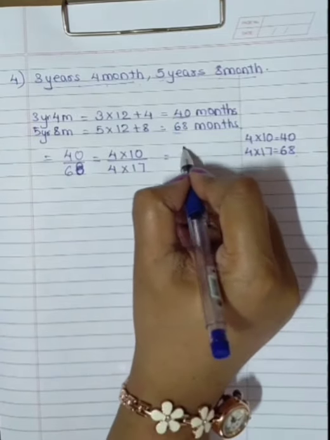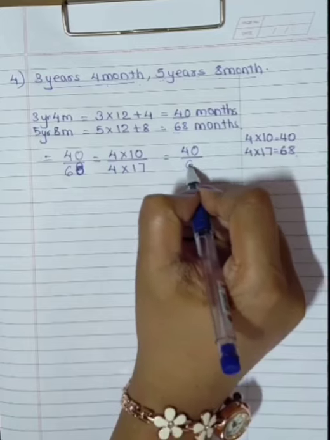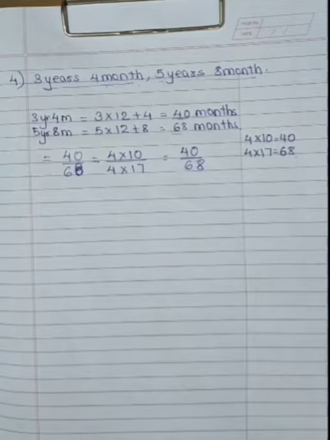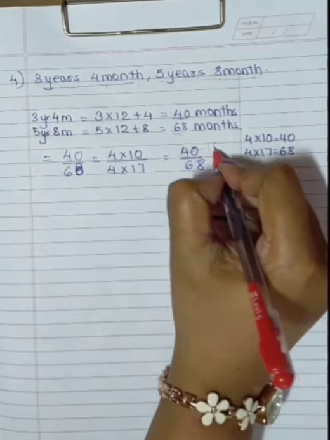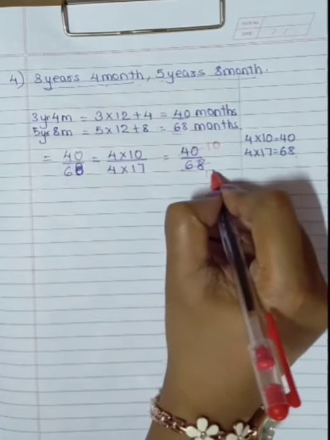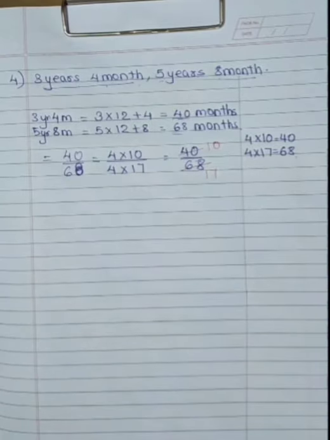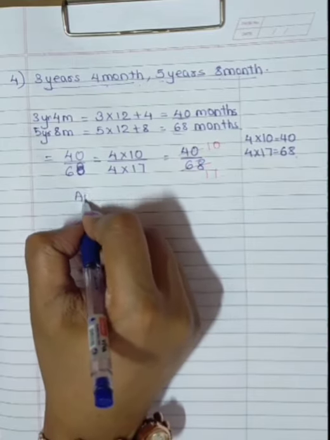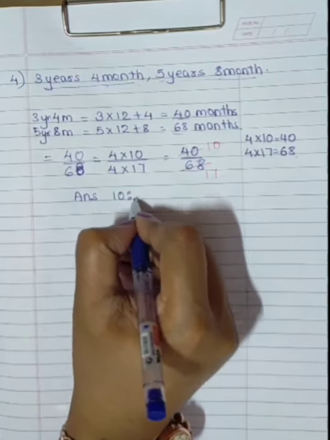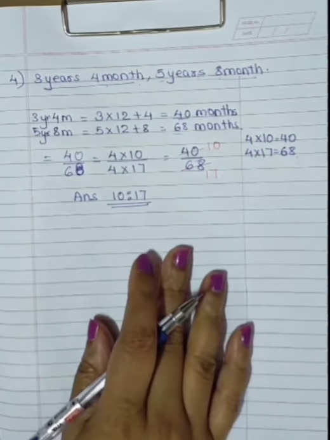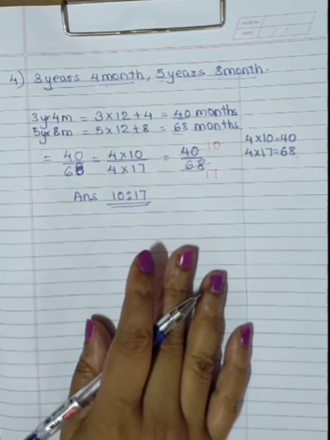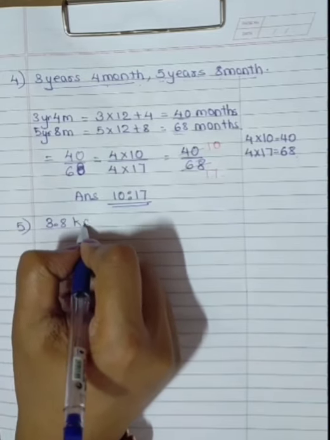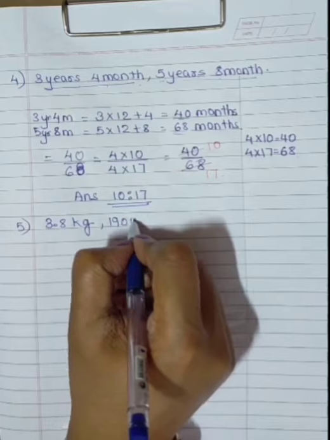Now here I am showing directly 40 upon 68. When we directly divide this, we get 10s and here 17s. Okay, now we got the answer. The ratio is 10:17. Okay, I hope you understood. The next question is given 3.8 kg and 1900 gram.